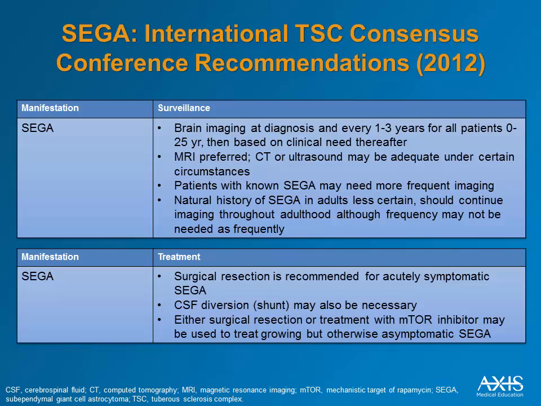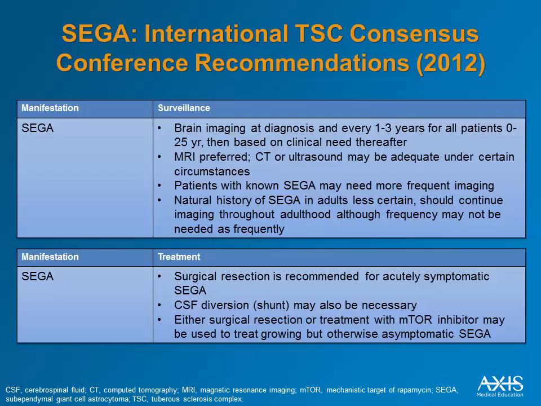What we see here from that group is that SEGA imaging is recommended up until 25 years of age, and that MRI is the preferred modality. Certainly we can use computed tomography or even ultrasound in infants to identify SEGA. And in parts of the world or under circumstances where MRI imaging is either contraindicated or not easily accessible, computed tomography or ultrasound are acceptable.